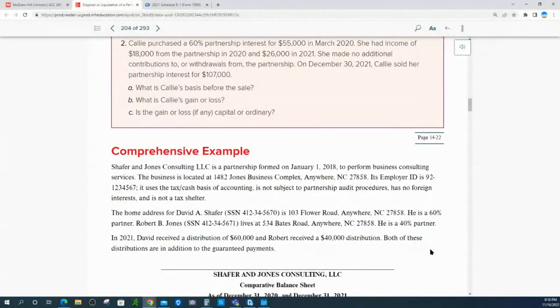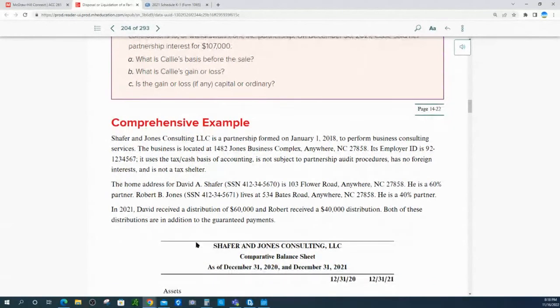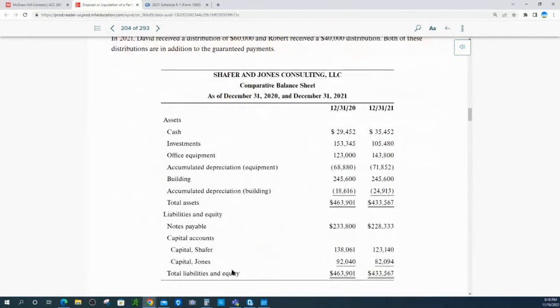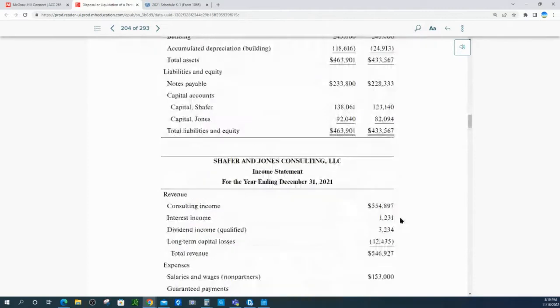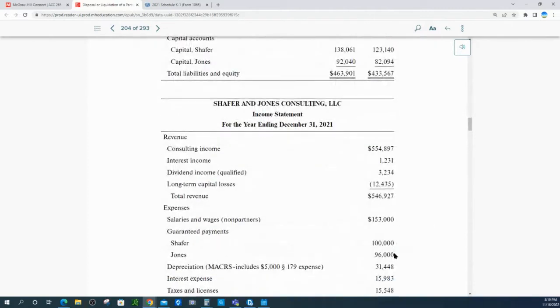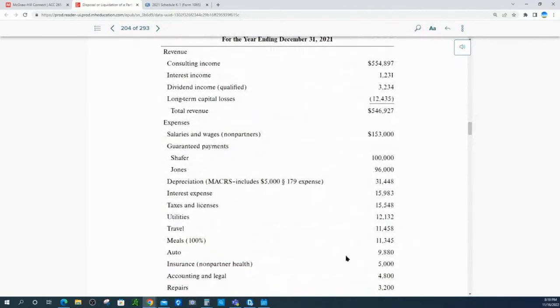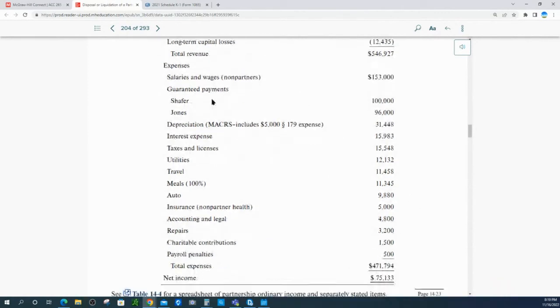Okay, 60-40 partners, 2 partners. David's got a distribution of 60,000. Robert received 40,000. Here is their balance sheet, the beginning of the year and the end of the year. This is their financial account and balance sheet. Here's their income statement: revenue, expenses, salaries, guaranteed payments.